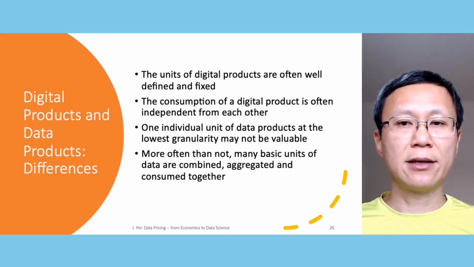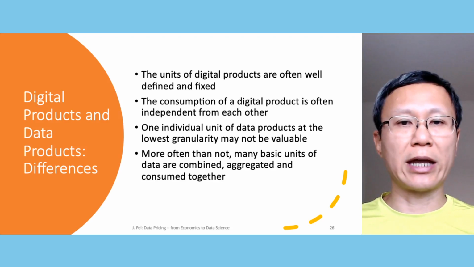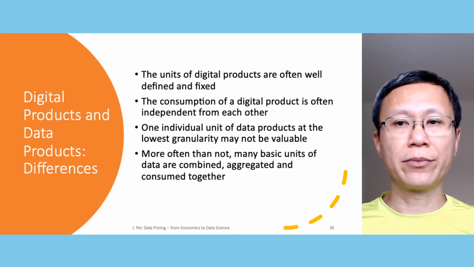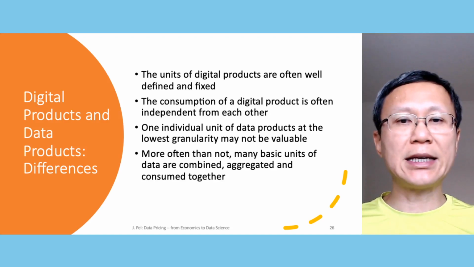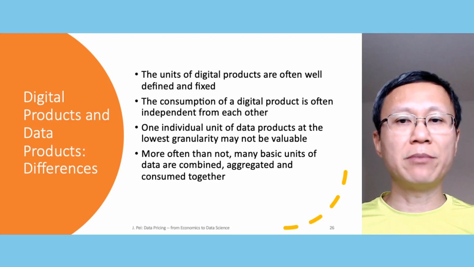In contrast, although the basic unit in a dataset can be at very small granularity, such as a record in a relational table, the units for pricing and consumption often vary from one customer to another. For example, a customer may be interested in the sales data of female customers in a province, while another customer may be interested in the sales data on electronics during the Christmas season.